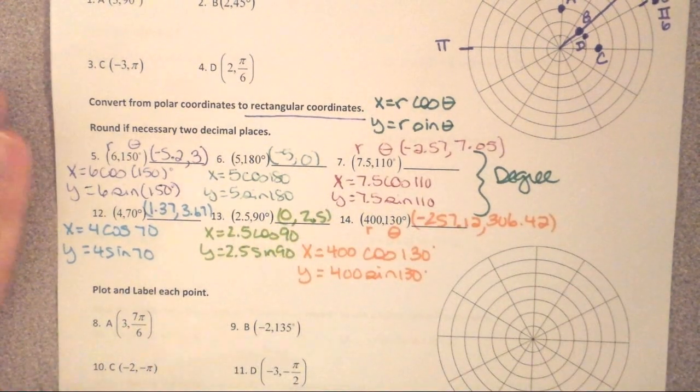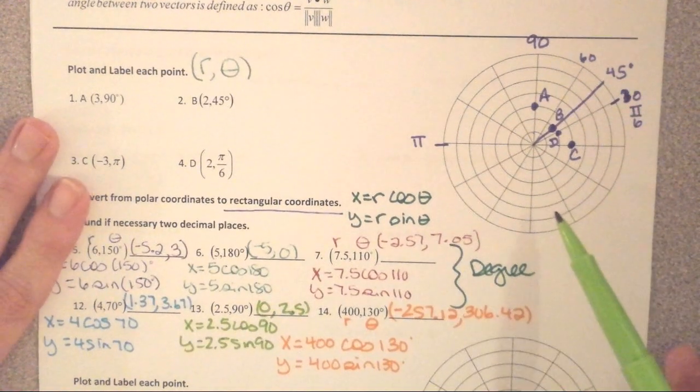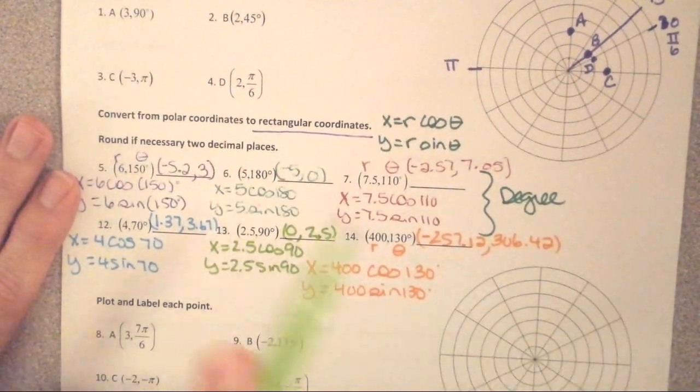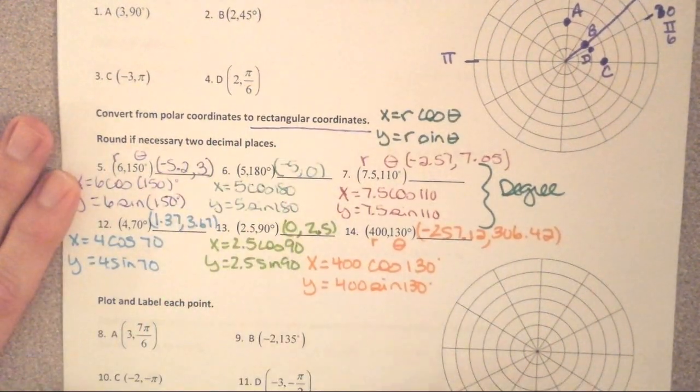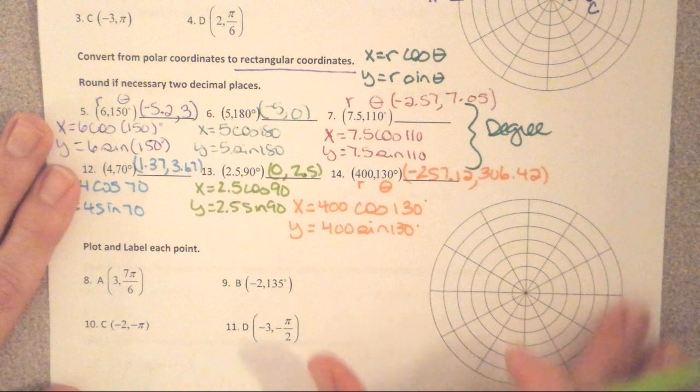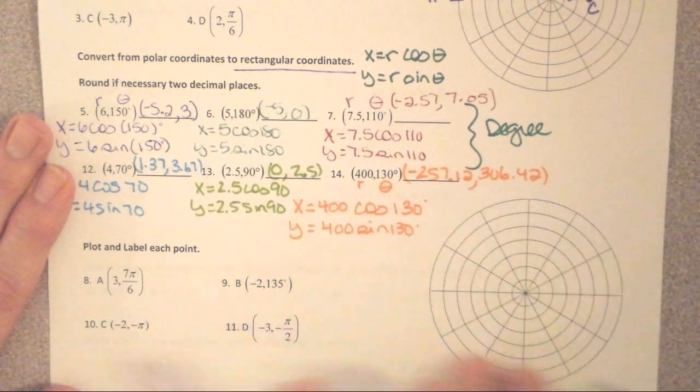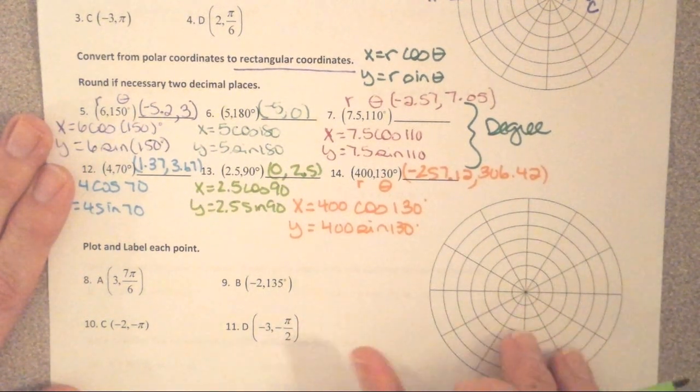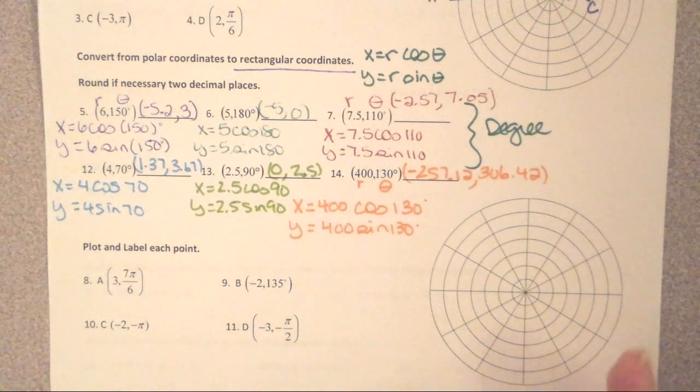Okay, so far we've learned how to graph polar coordinates, and we've learned how to change polar to rectangular. 8 through 11 is more practice on graphing the polar coordinates that we did above. So go ahead and pause the video, and then come back and check to see if you can do these on your own.